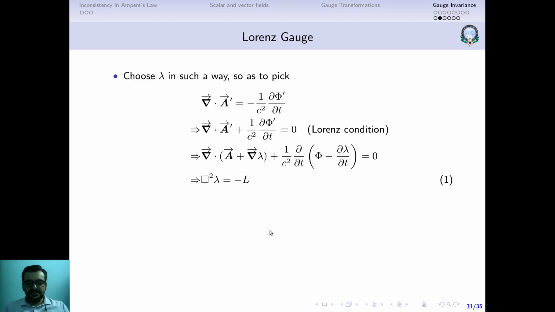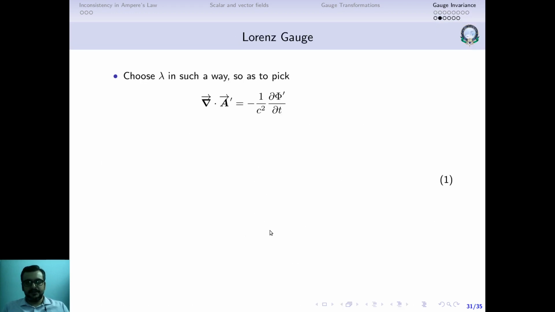Then the inhomogeneous equations, what will happen to the inhomogeneous equations? Here what happens?